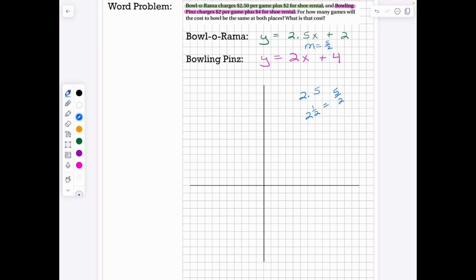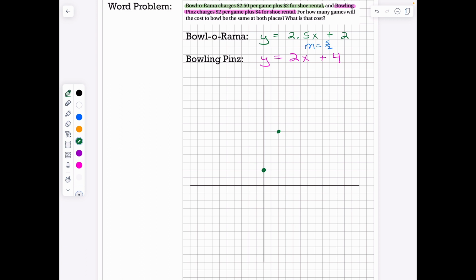So my slope, I can rewrite as 5 over 2. And why do I want to do it that way? Because as a fraction, this will tell me my rise over run. Rise over run, that's important. All right, so I plot my y-intercept, that's at 0, 2. So down here, it's the green dot. And then I use my slope, up 5 over 2. 1, 2, 3, 4, 5 over 2 to find another point.